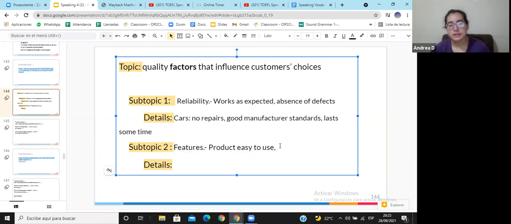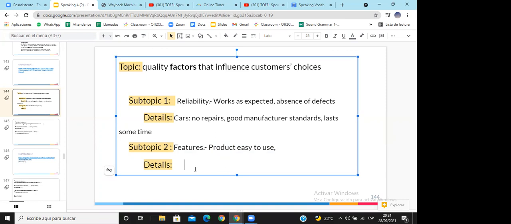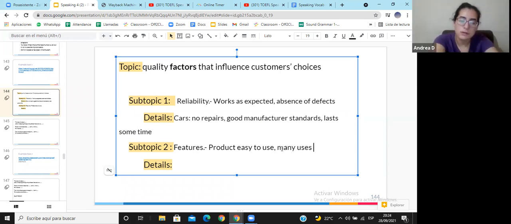I think features are like these extra characteristics or extra things that you add to a product that make them, as you say, easier to use and maybe more appealing to the customer. So those are not really necessary things, but they attract the consumer. Okay. What about the example? I'm sorry? That they have many uses. Okay, yes, they have many uses. You can have different things.